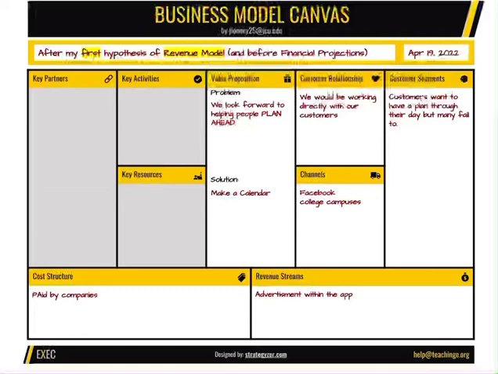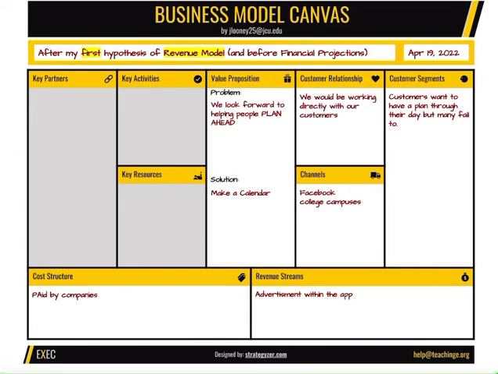Our idea was to make something like a calendar, but hopefully better. Our cost structure was paid by companies. Our revenue streams: we were going to do advertisements within the app, which would pay us, but that's still up in the air.